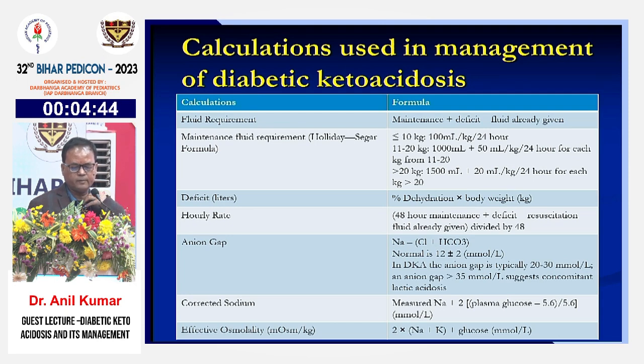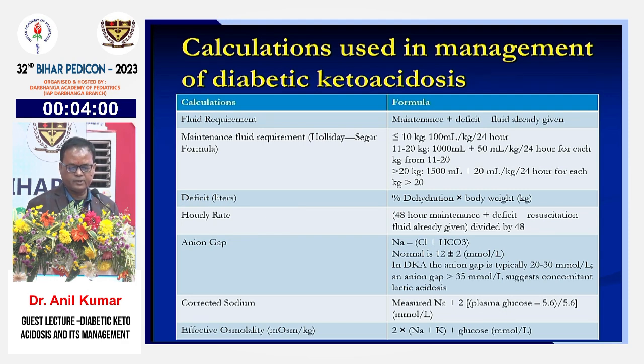In maintenance fluid requirements, as we know, the Holliday-Segar formula is: the first 10 kg is 100 ml per kg, the second 10 kg is 50 ml per kg, and after that 20 ml per kg. Deficit should be percentage dehydration times body weight, according to mild, moderate, and severe. If severe, we will give a deficit of 100 ml per kg body weight. We will calculate the fluid and manage the fluid correction over 36 to 48 hours.